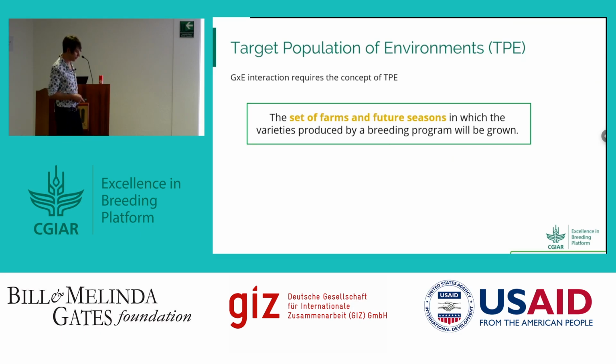We had a couple of discussions as well about this topic, and there are many different definitions. Again, I think there's no clear definition of what the TPE actually is, how it is defined. The literature is often very confusing and gives you solutions to statistical problems, but not to practical problems. I like this definition, which is the set of farms and future seasons in which the varieties produced by a breeding program will be grown, right? It's very simple. You produce varieties for a farmer. You want the farmer to have success when he or she grows these varieties, so this is your TPE.